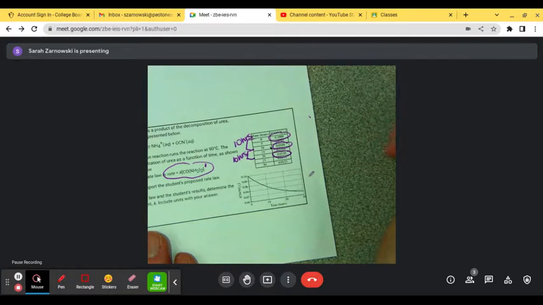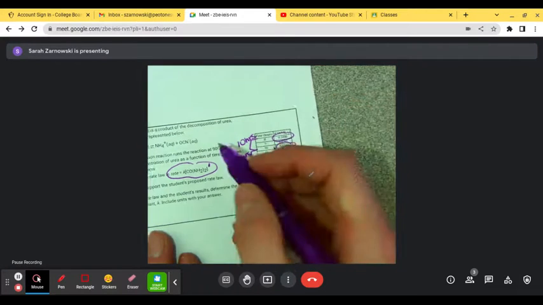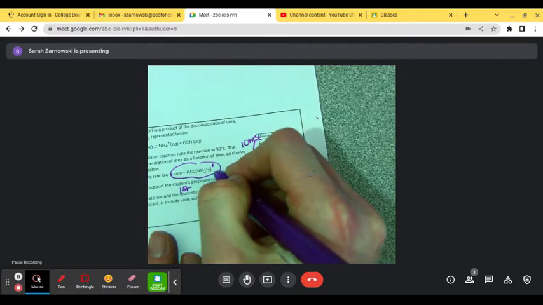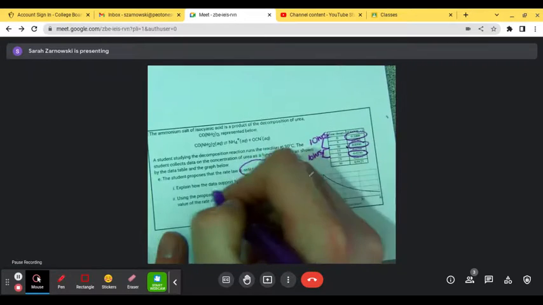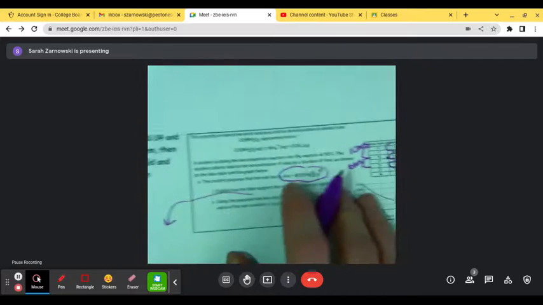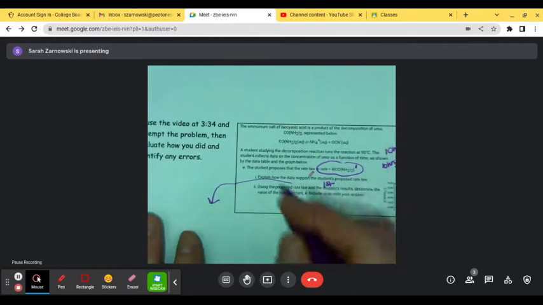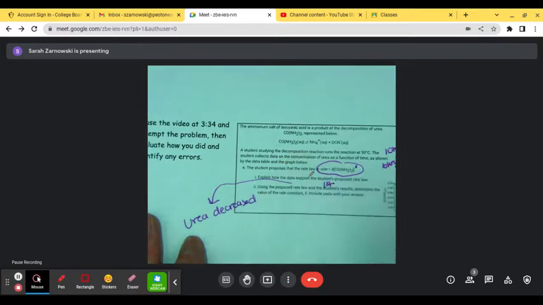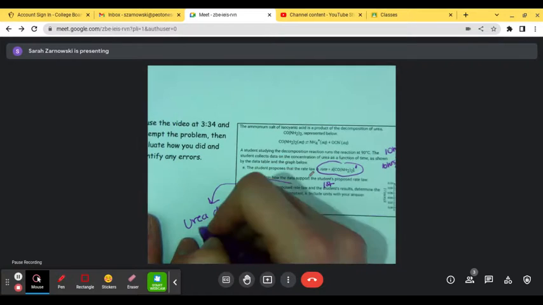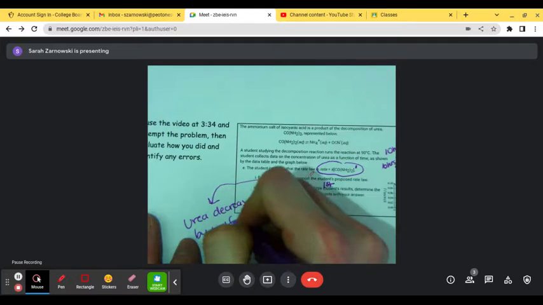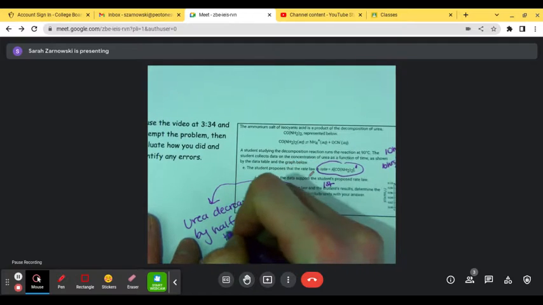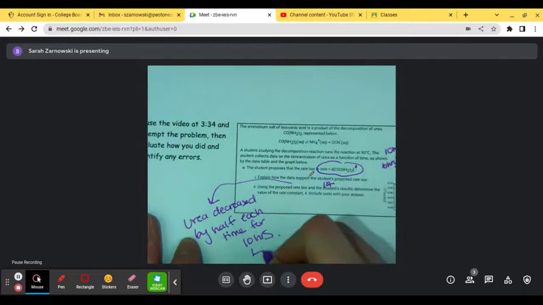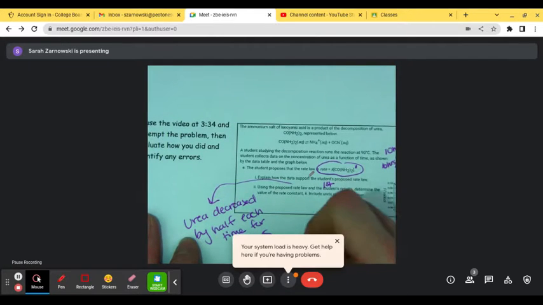So that means that according to this it has to be first order, and we know that because the student said that also. But to explain why that happens, it's because the urea decreased by half each time for 10 hours. So that means it has to be a first order.